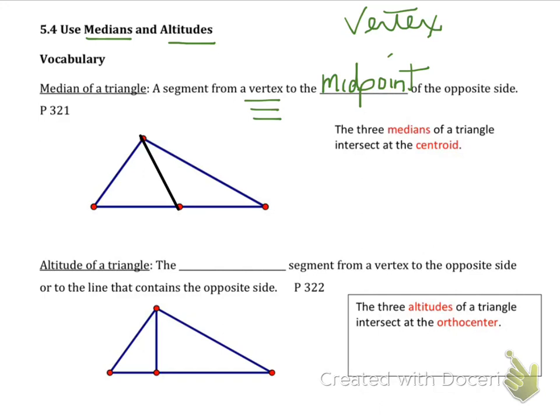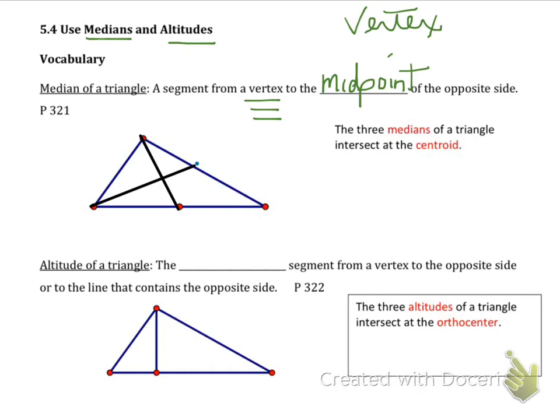All right, there are 3 medians in every single triangle. So let's try to do another one. I'm just going to eyeball from this vertex right here. I'm going to find the median, or the middle, of this segment right here. I would say perhaps somewhere around there, but on the line. So now I'm going to go from here to about there. Okay, that looks about right.